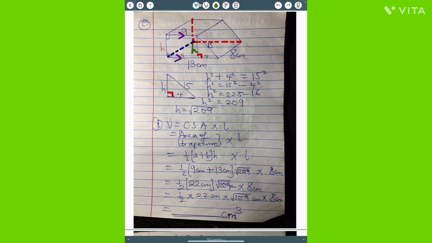So I'll use Pythagoras' rule to get my h, since this is the hypotenuse of the triangle. You understand? h squared plus 4 squared is 15 squared. That will give me h as square root of 209.